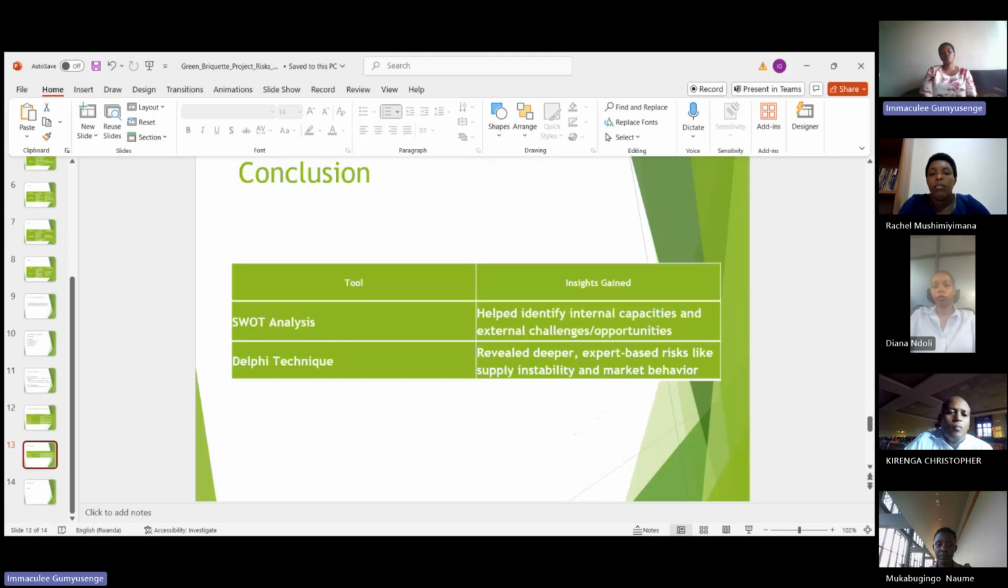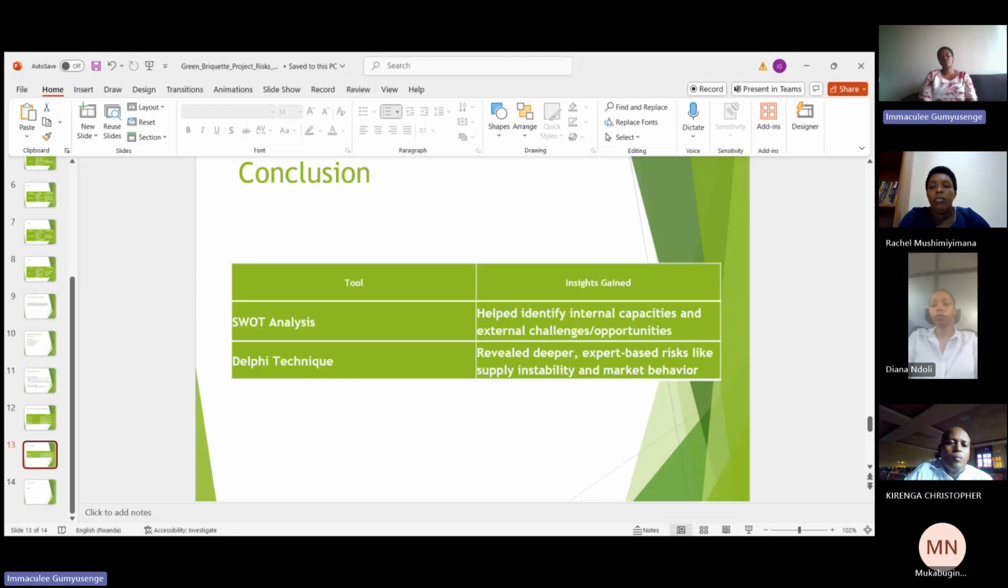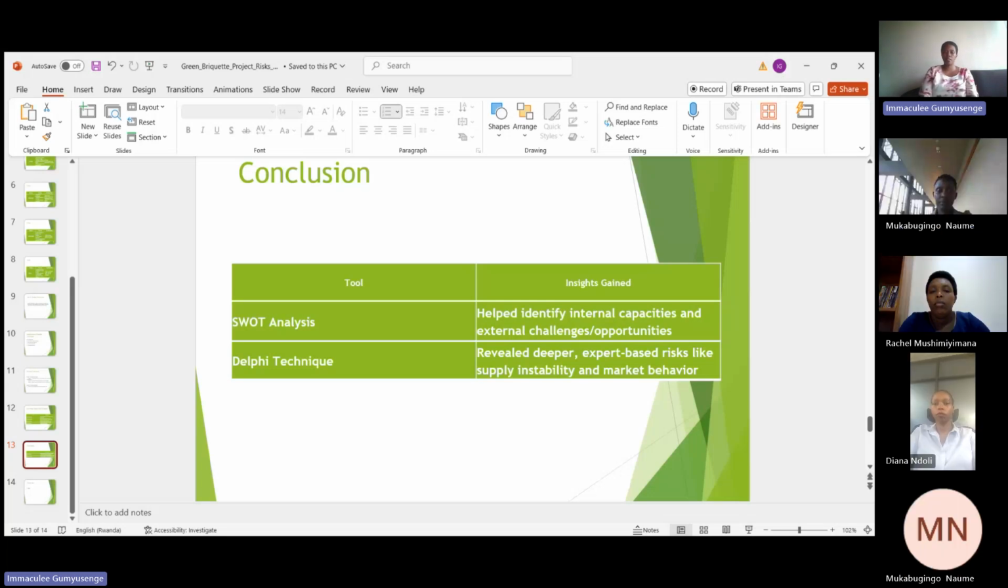As a conclusion from our Green Briquette project in Kigali, we chose to work with two tools, which are SWOT analysis and the Delphi method. SWOT analysis helped in identifying internal capacities and external challenges or opportunities, and the Delphi technique developed deeper expert-based risks like supply instability and market behavior. We thank you for your attention.